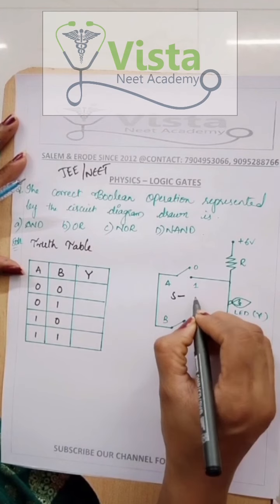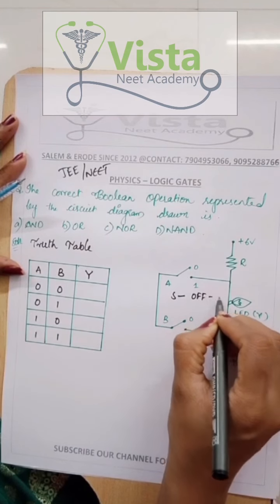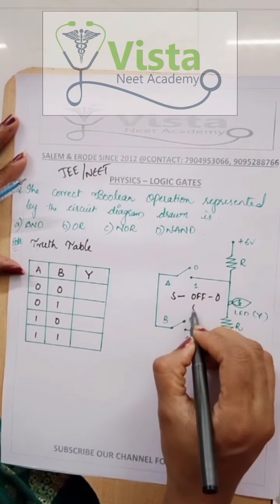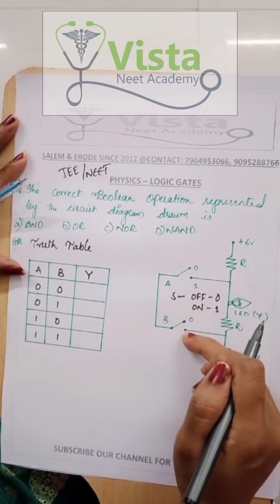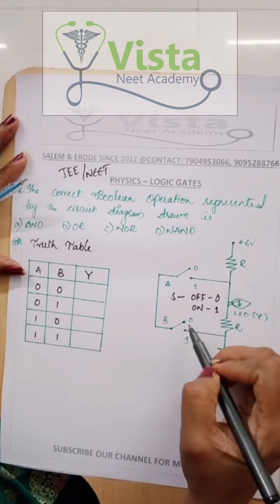How to represent the switch? If it is off position, then the value will be equal to 0. If it is in the on position, then the value is equal to 1. Now in this position, both the switches are in off position, which is 0 and 0.